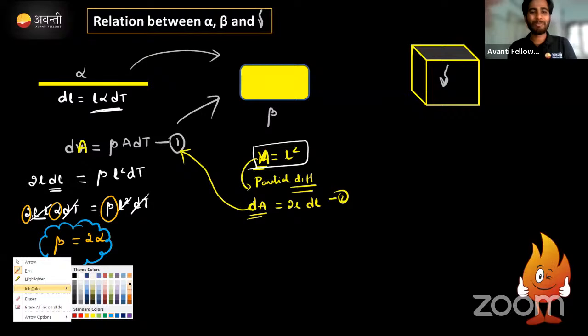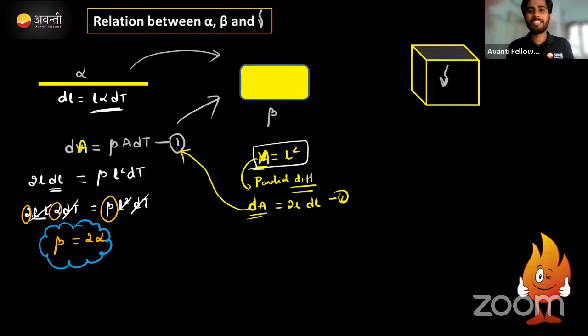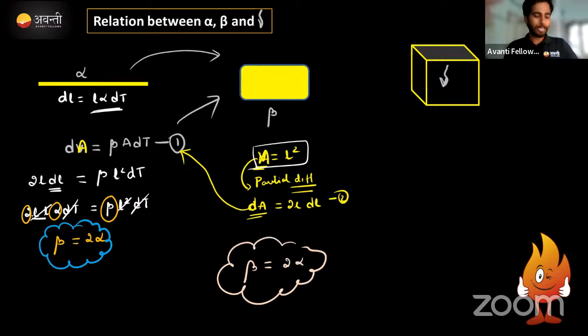Okay, no problem. Is it understood for everyone, right? What is the value of beta? The value of beta is 2 times the alpha. Is it clear for everyone? Let me know. Come on my dear children, say something. What is the value of beta? 2 alpha. Is it understood, right?